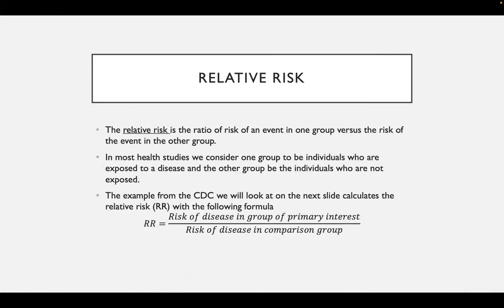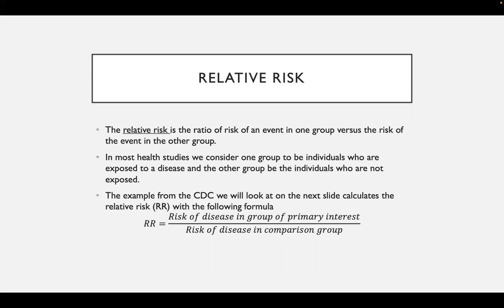Now let's define relative risk. So the relative risk is the ratio of risk of an event in one group versus the risk of the event in the other group. So in most health studies, we consider one group to be the individuals who are exposed to a disease, and the other group will be the ones that are not exposed.